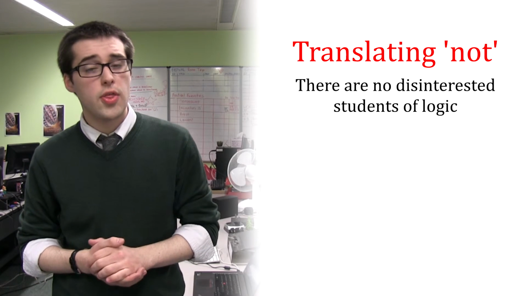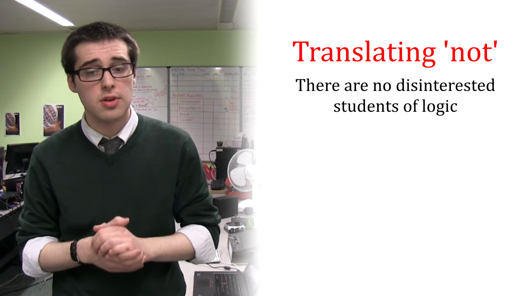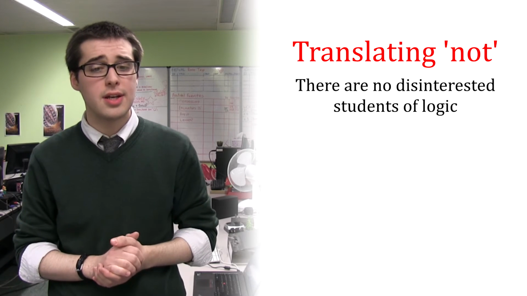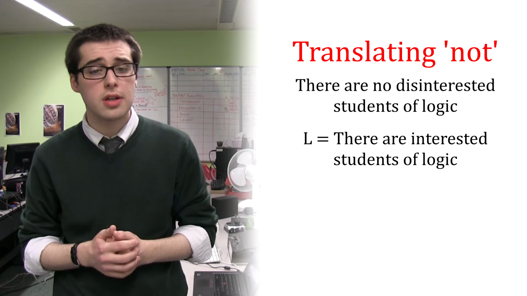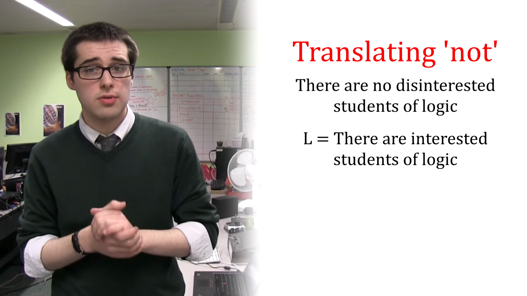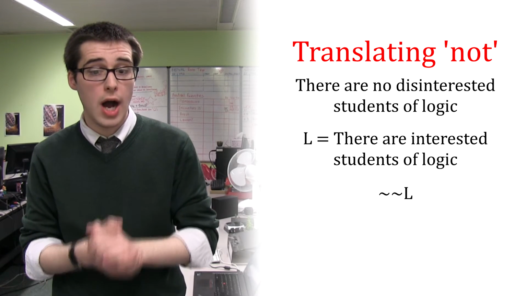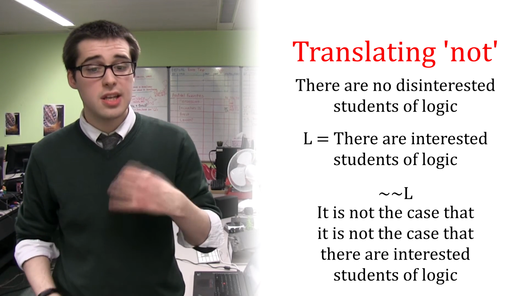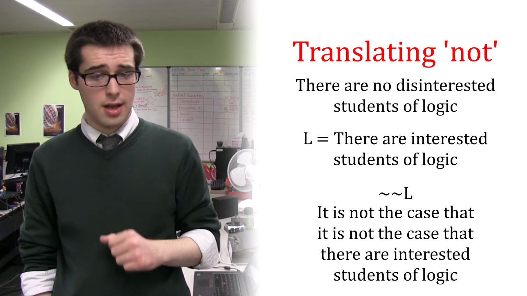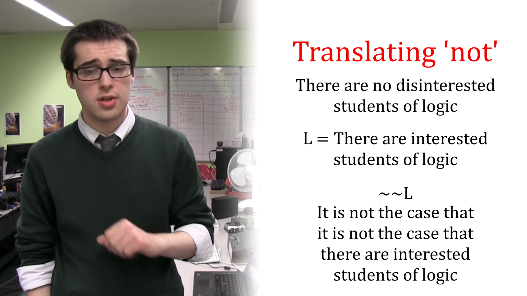Recall that we may have any number of negation operators. For example, there are no disinterested students of logic may be translated using a key in which L equals there are interested students of logic, as not L. This can be read, it is not the case that it is not the case that there are interested students of logic.